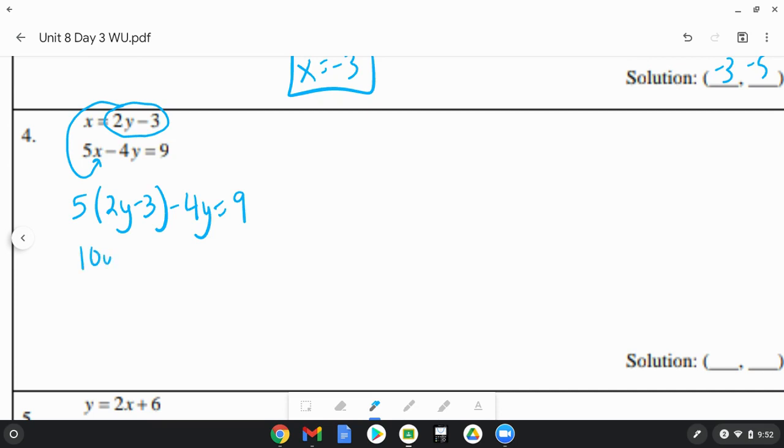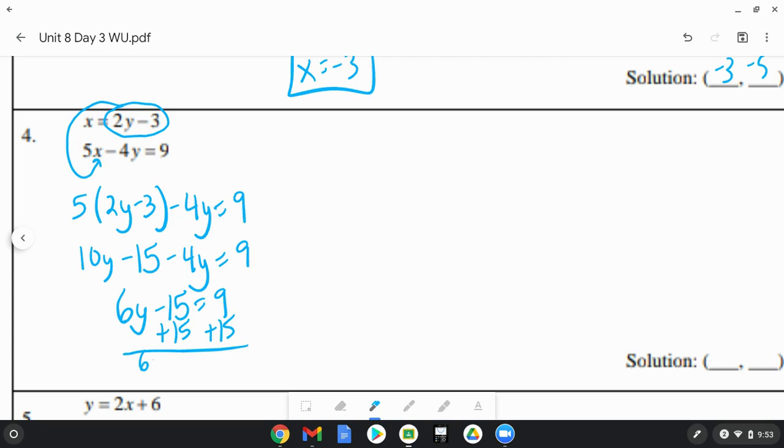That would be 10y minus 15 minus 4y equals 9. And I think we can combine like terms and get 6y minus 15 equals 9. So we add 15 over and get 6y equals 24. Divide by 6, and we get y equals 4. So that's half my answer there.